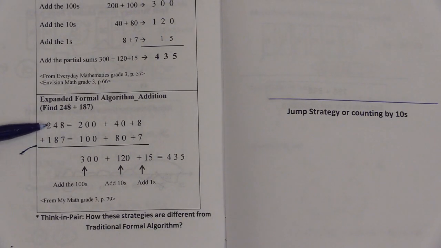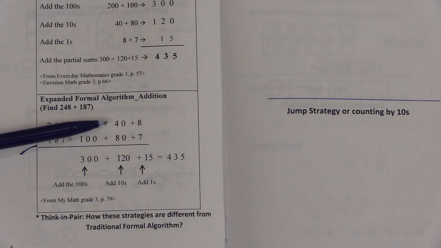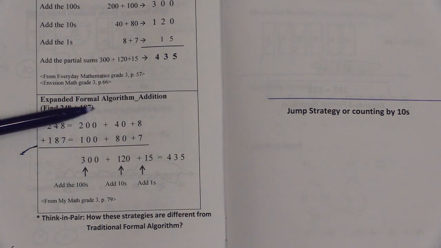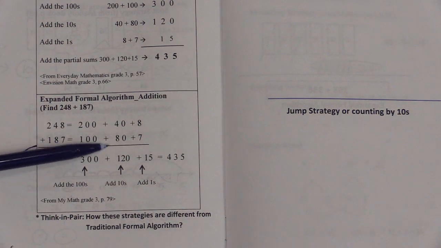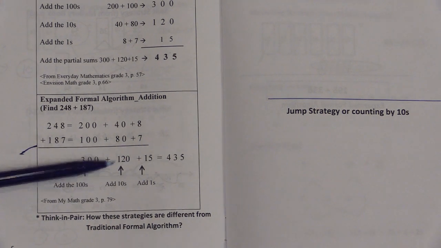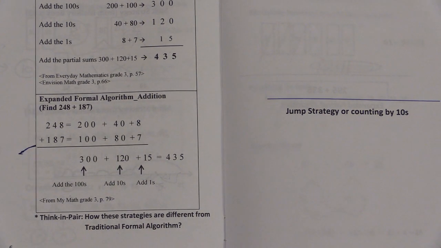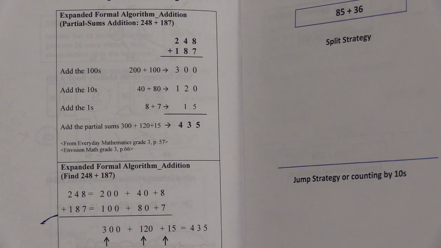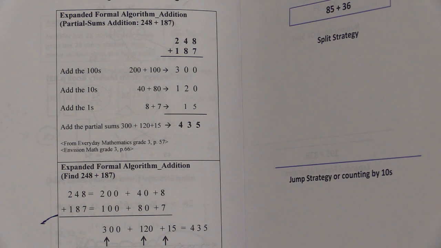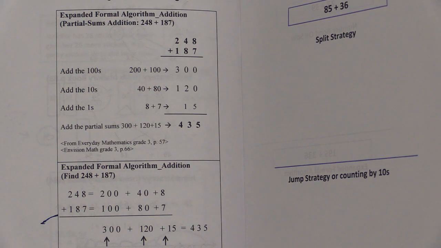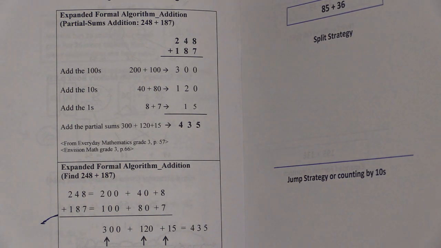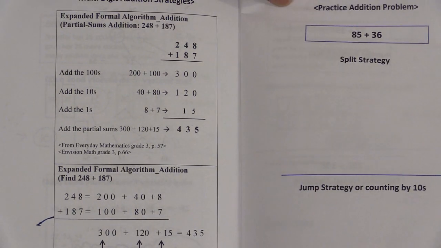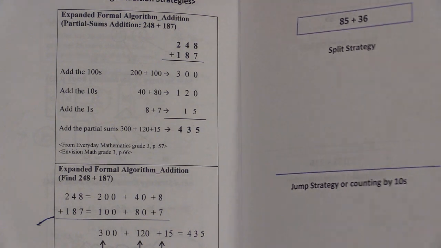So I have 248. Expanded notation is 200 plus 40 plus 8, and 100 plus 80 plus 7. I'm going to add the hundreds first, which is 300. Adding tens, not 4 plus 8, I'm adding 40 plus 80, which is 120, and 8 plus 7 is 15. Okay, good. So this is how we can use the expanded formal algorithm that uses expanded notation. This is for you to practice. If you want to check that my answer is correct, I'm going to post the answer key later.